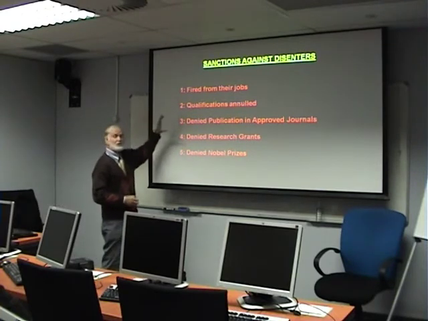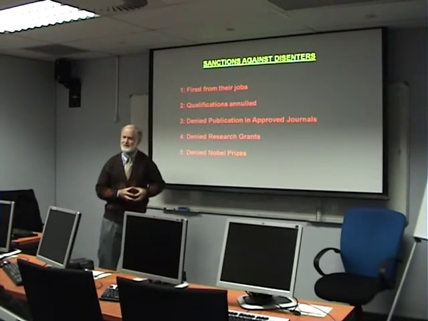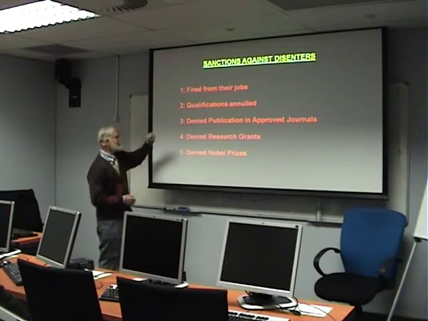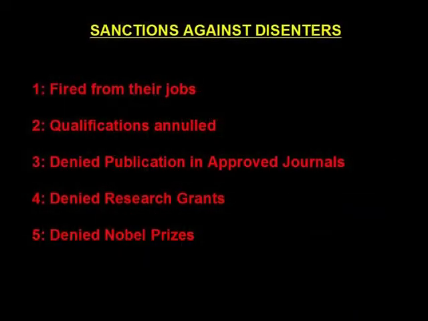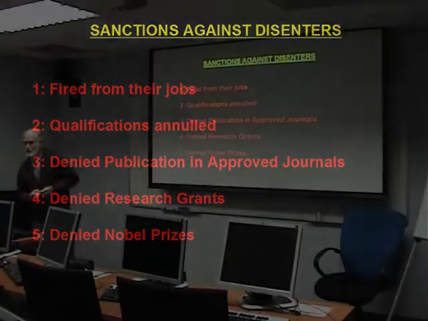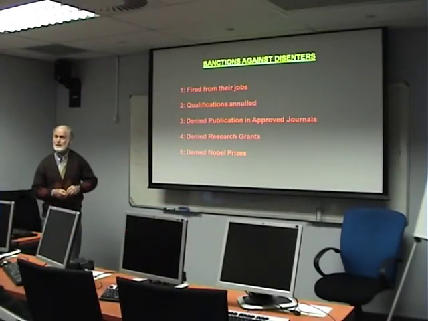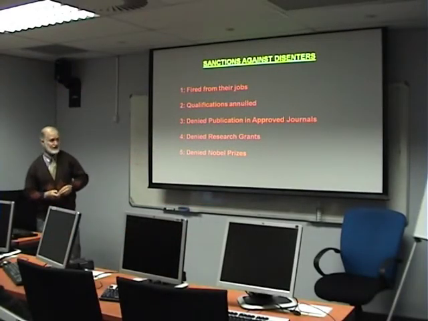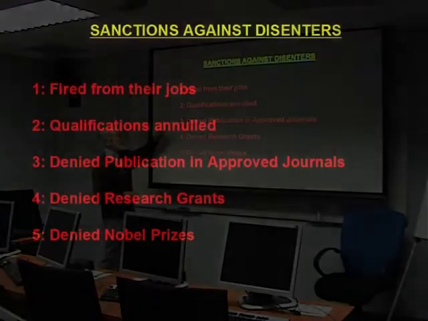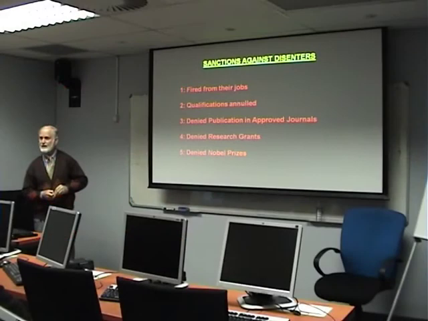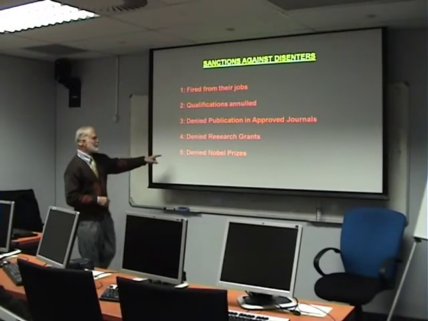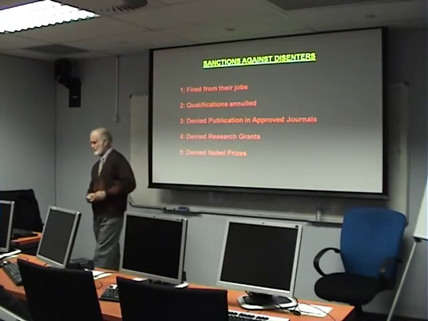Now, when you get to more senior people, it's not quite so easy to do that. So what happens to more senior people is they are denied publication in approved journals. And if you can't publish your work, then you can't make any advance in science. You are denied research grants. Now, without a research grant, you can't do any research, so you can't do any science. And for the very top, you are denied Nobel Prizes.